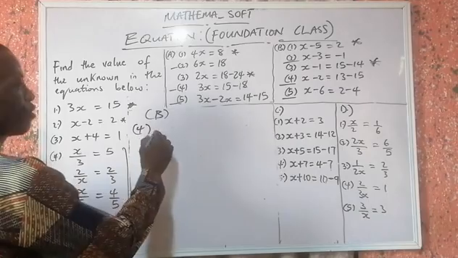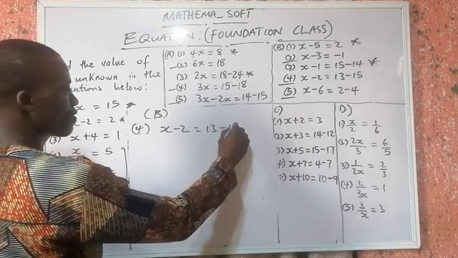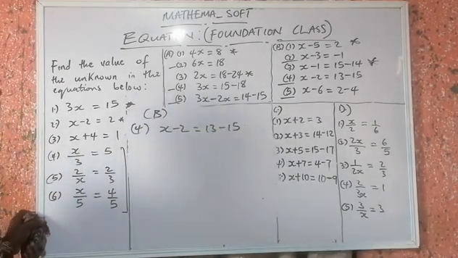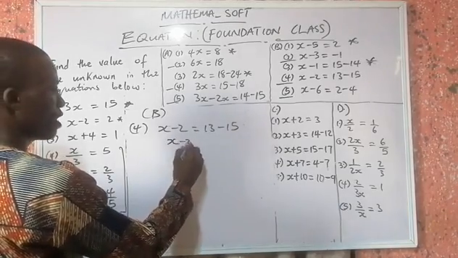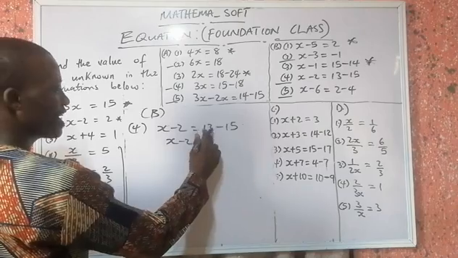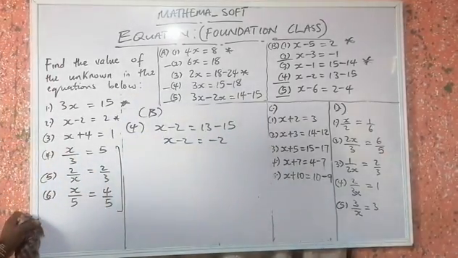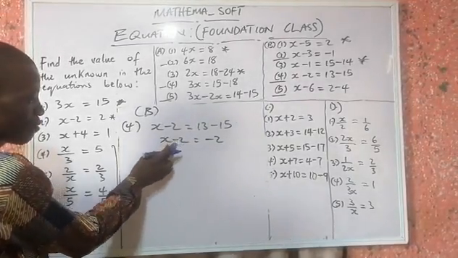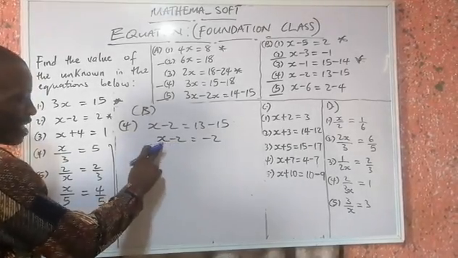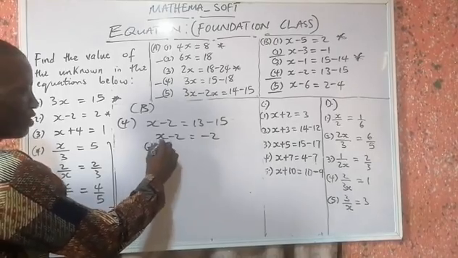In question number 4, I have x minus 2 equals 13 minus 15. Let me first sort this out before I deal with this. 13 minus 15 will give me minus 2. We have established that in previous classes. And this 2 is attached to this x with minus, so I can only use plus to remove it.